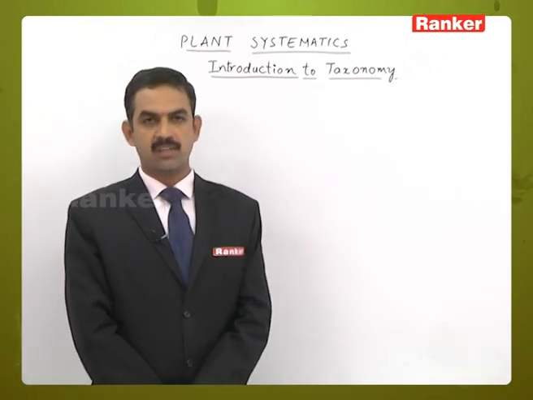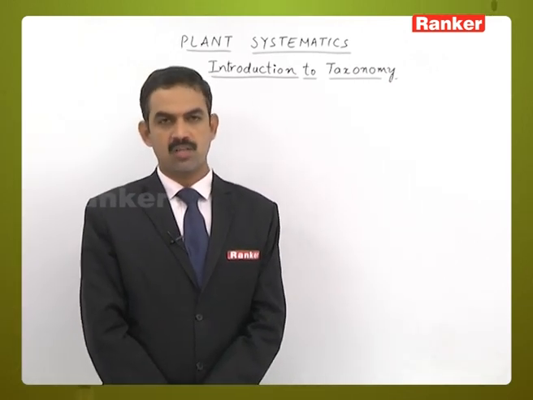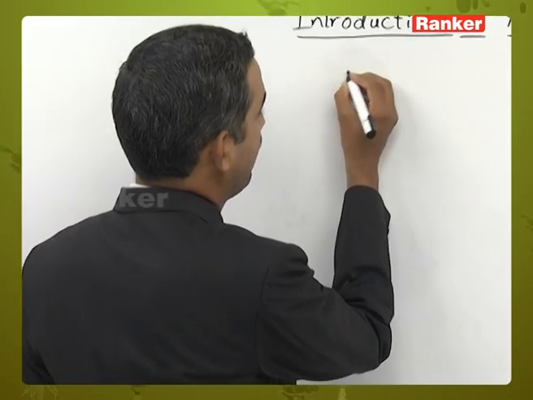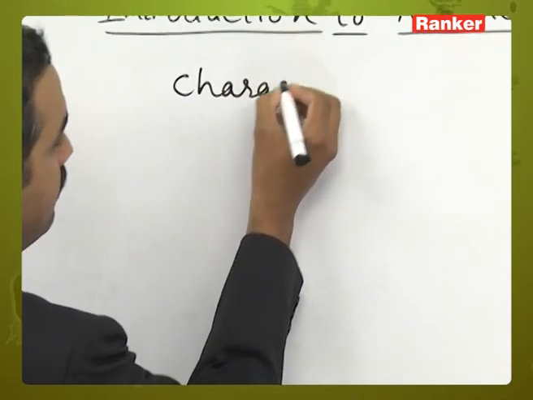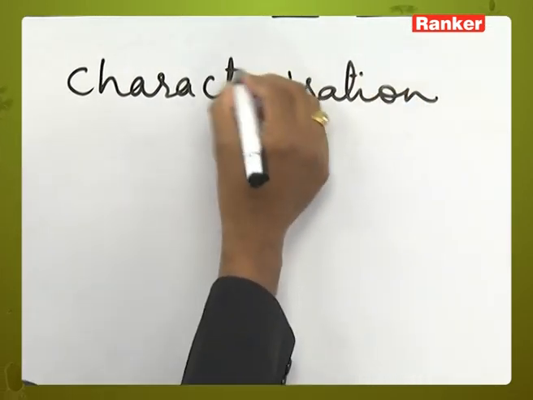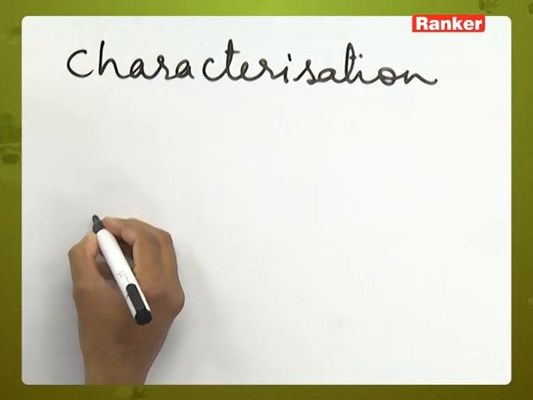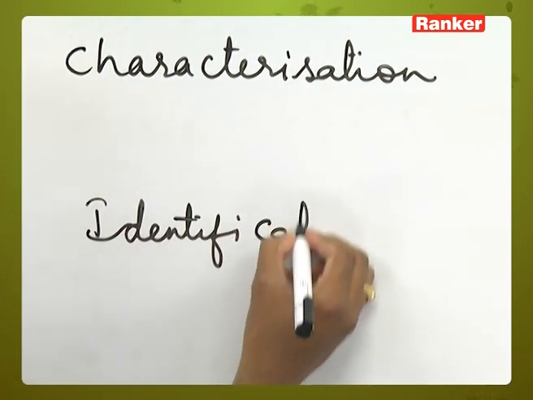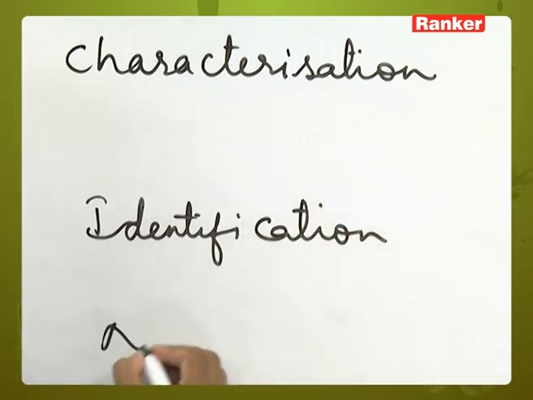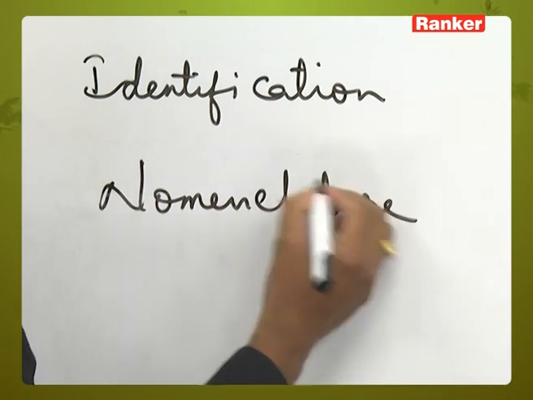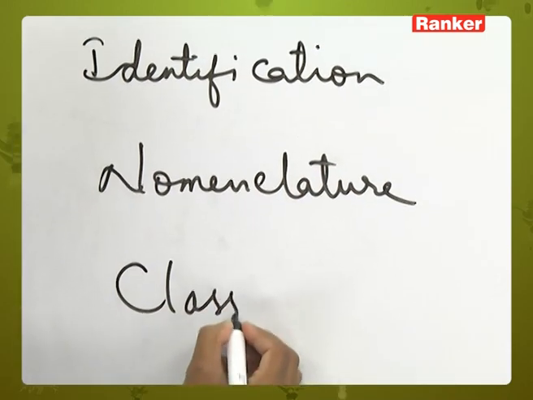Basically, there are four concepts on which taxonomy is based. Those are characterization, second one is identification, third one is nomenclature, and the fourth one is classification.